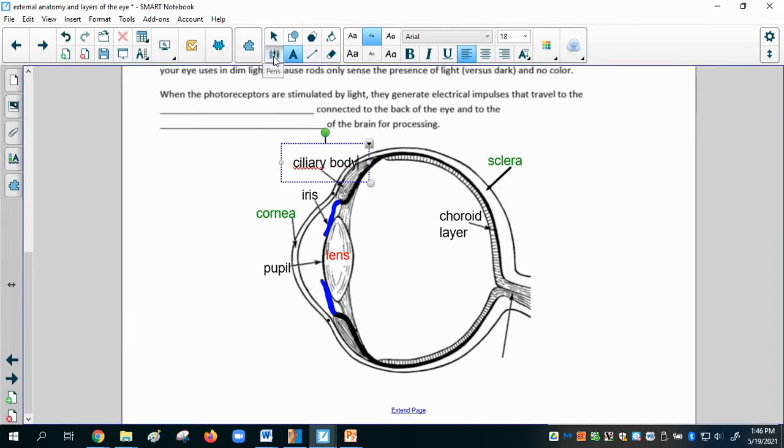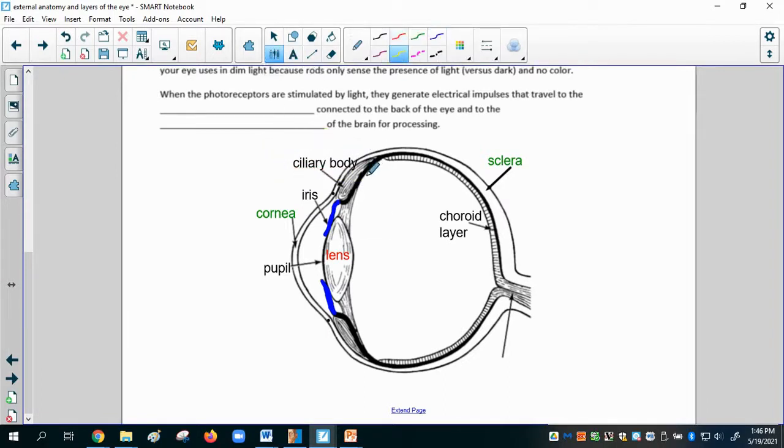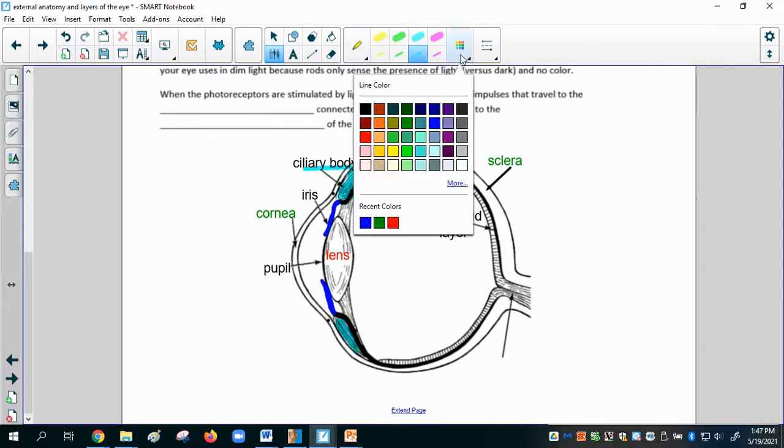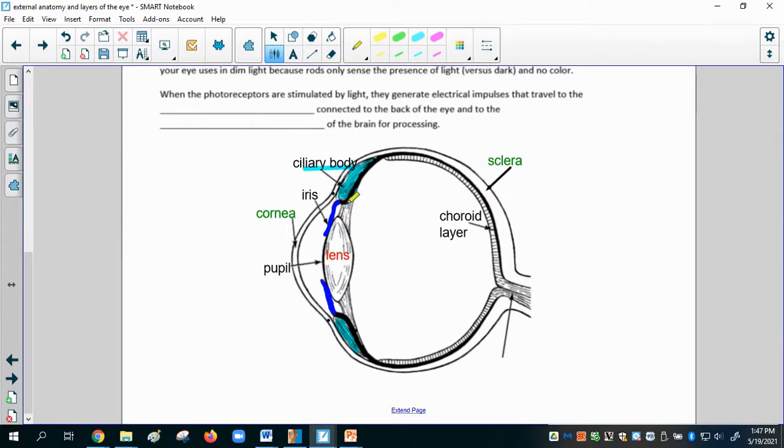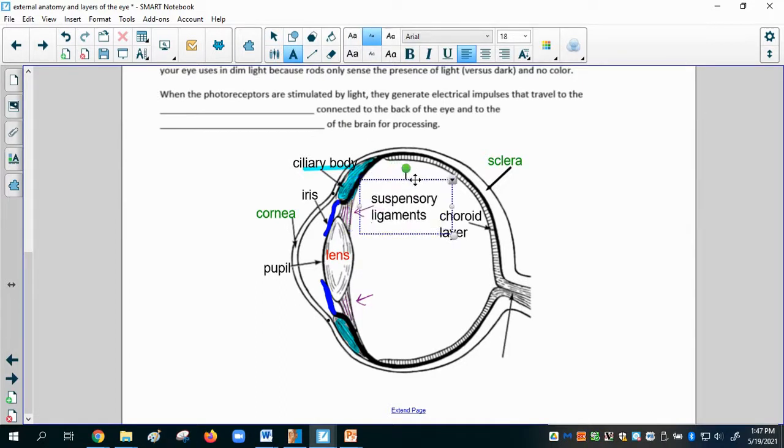And I'm going to add some color just so you know what we're looking at here. Same down here. And then the suspensory ligaments are these tiny little strands here and here. And actually, they go all the way around the lens. I'll show you in the app. They attach the muscle to the lens so that when the muscle contracts, the lens is also changed. So those are the suspensory ligaments at both of those arrows.